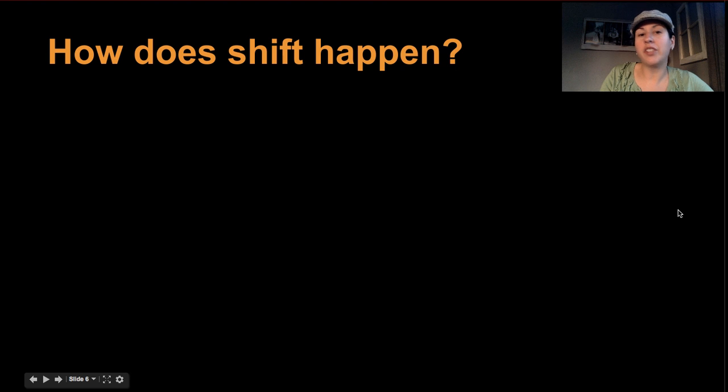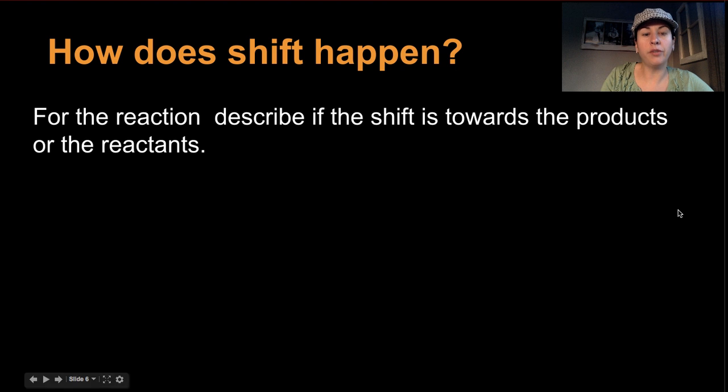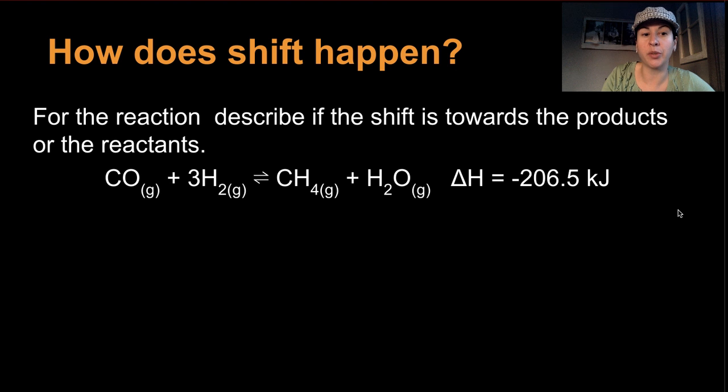So how does this shift happen? Well, for a reaction, we're going to describe if the shift is towards the products or the reactant side of the equation. Sometimes people say left side versus right side. I like to distinguish whether it's products or reactants.